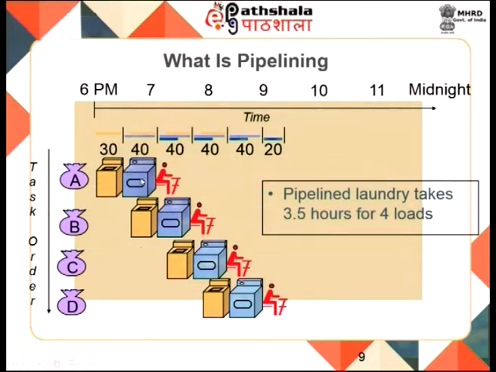Now, all this can happen provided you have a separate washer, a dryer and a folder. So, you have a pipelined execution here, with overlapped activities taking place. For example, here you have 3 activities taking place simultaneously. So, your pipelined laundry does not take 6 hours to finish for 4 loads, it takes only 3.5 hours to finish.